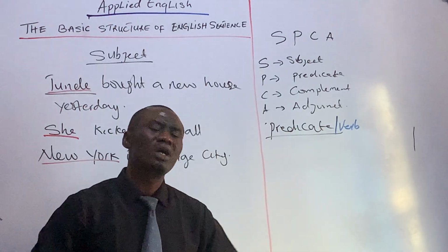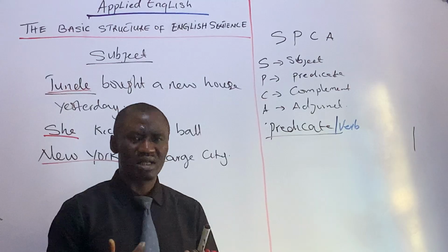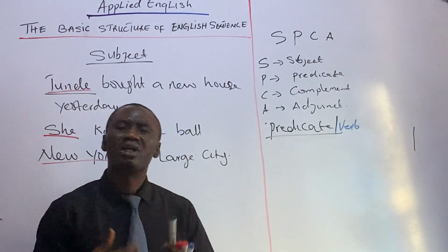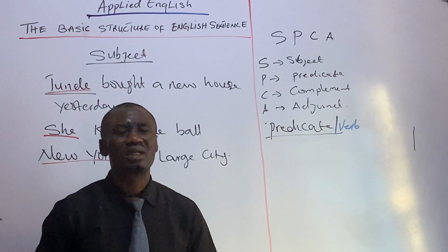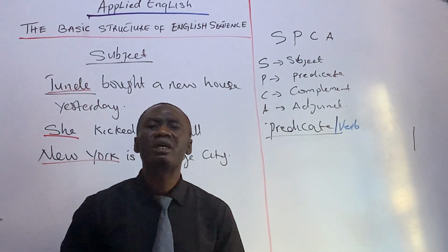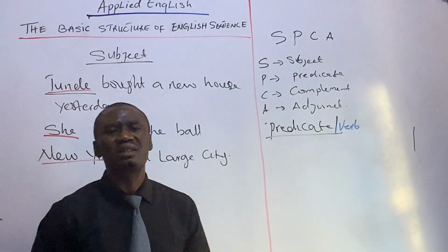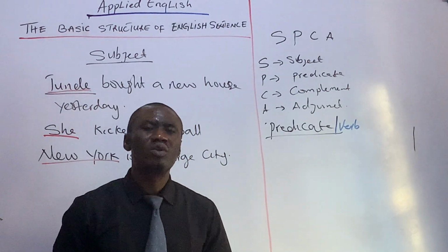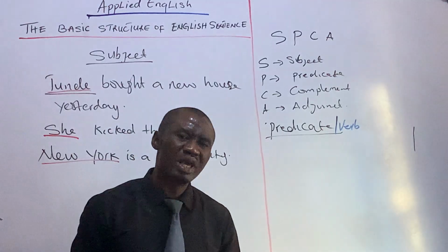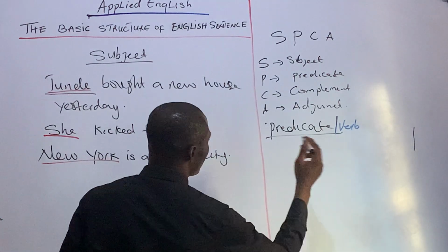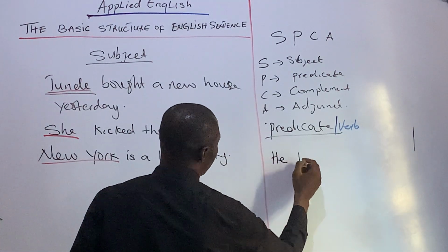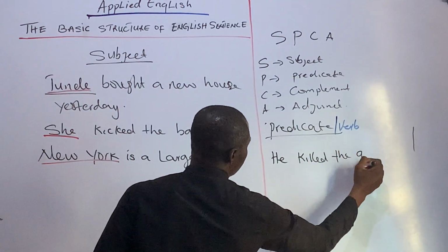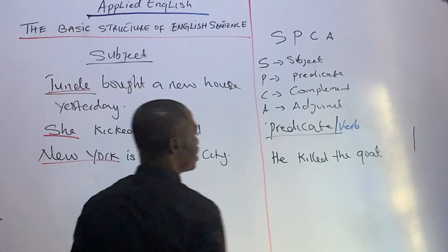Why is it called a compulsory element of a sentence? Number one, without the predicate, without the verb or the predicate, the sentence will be meaningless. The sentence will be useless. And the sentence will be senseless. Let's make an example for you. He killed the goat. He killed the goat.